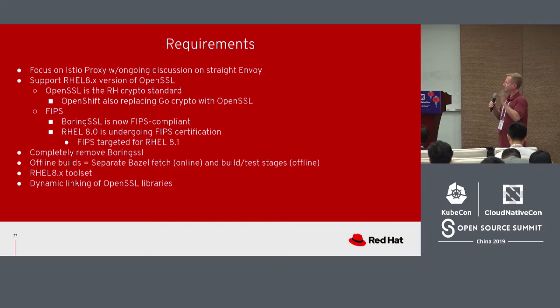Okay, hopefully that's enough about Red Hat as a company. On FIPS, as he just talked about, BoringSSL actually became FIPS compliant about six months ago, so that's become less of an issue. But what we needed to do is take Envoy and completely remove all of the BoringSSL.